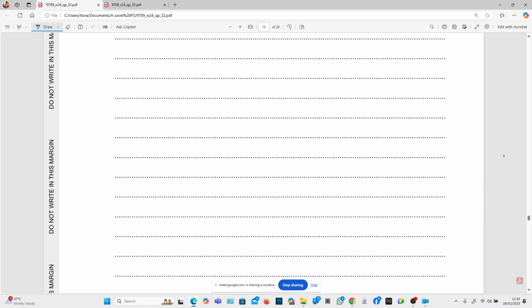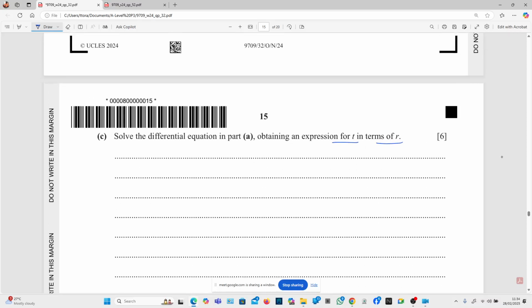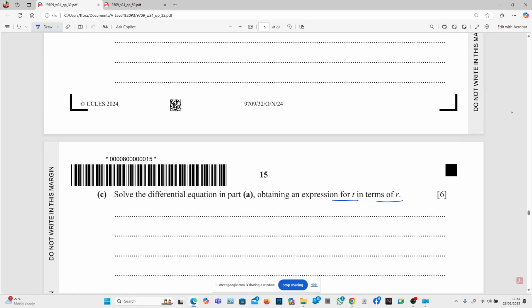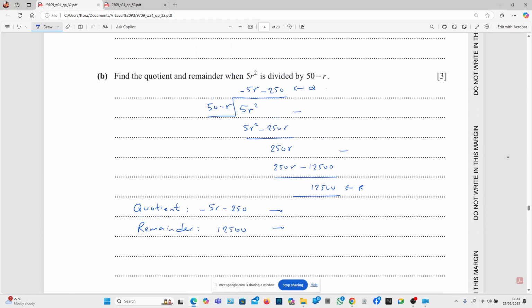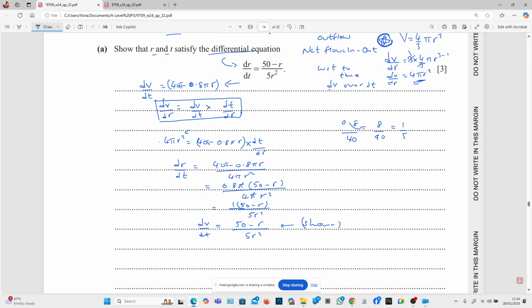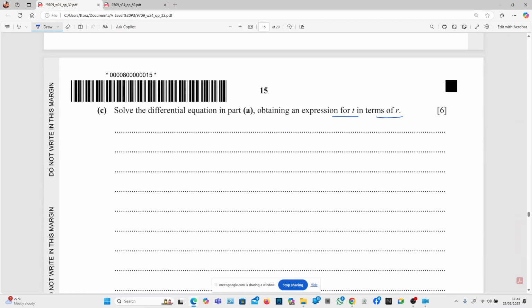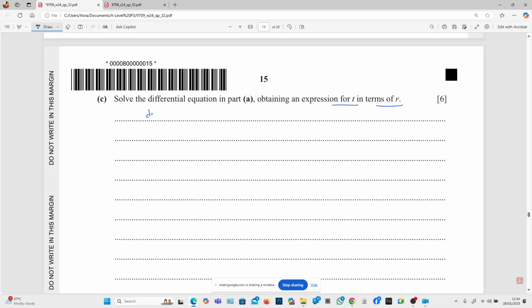Now, the other part of the question is we need to solve the differential equation in part A, and we have to obtain an expression for t in terms of r. Now this is a very interesting question. To solve this differential equation, what was the differential equation in part A? So we go there and see. The differential equation was dr over dt is equal to (50 minus r) over 5r squared.